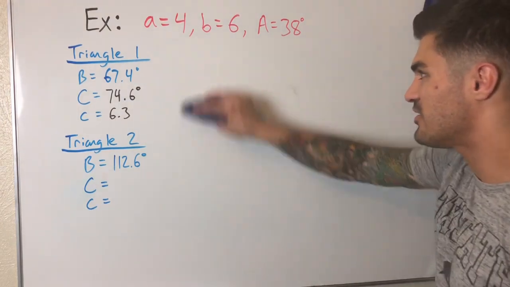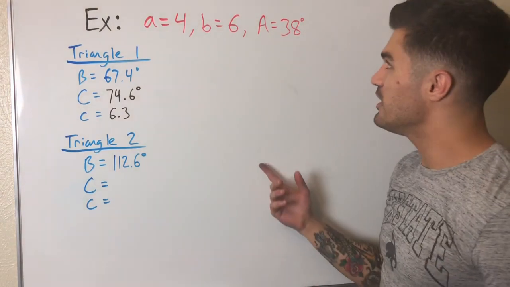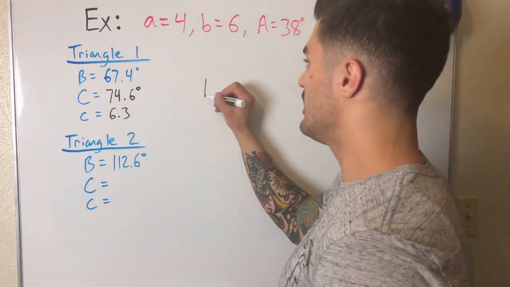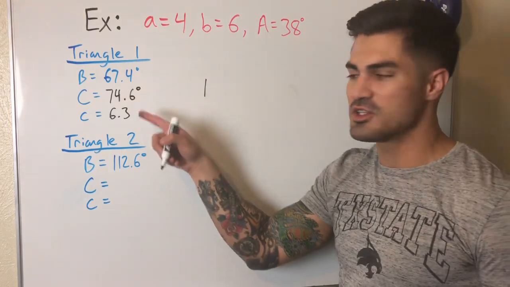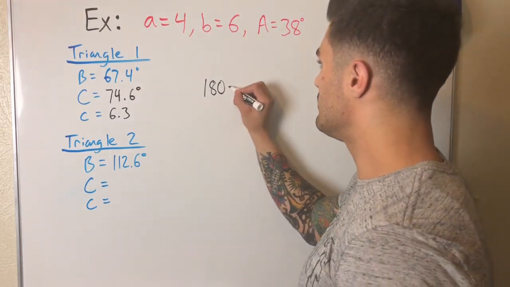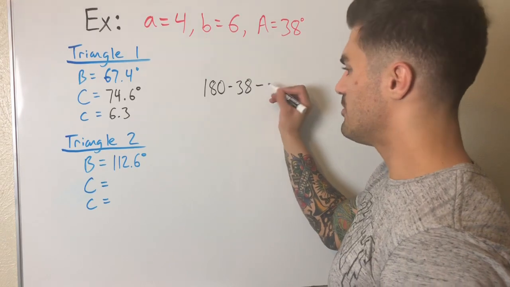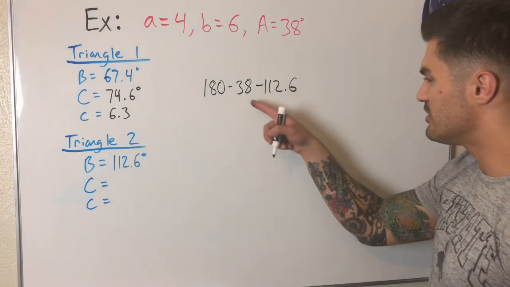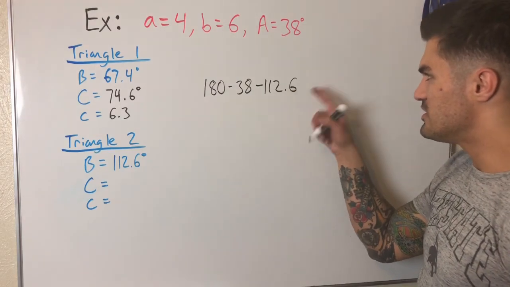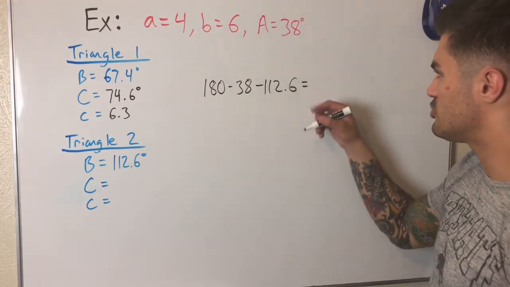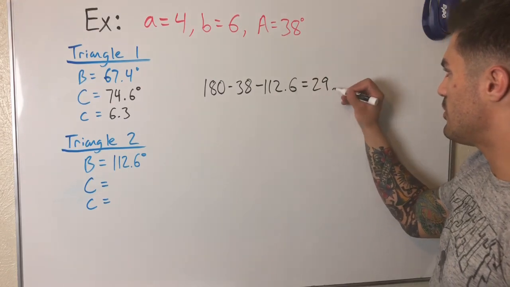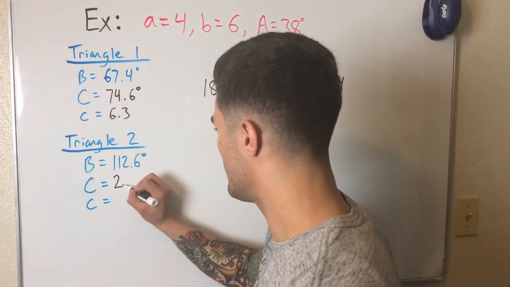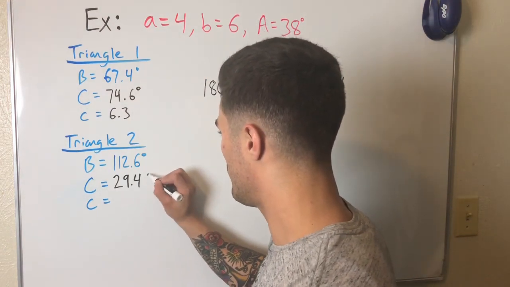The process is exactly the same though. So again, 180 minus angle B minus angle A. That's going to give me angle C. And angle C is clearly going to be a lot smaller than in the first triangle, right? 180 minus 38 minus 112.6. Wonder if I can do this in my head. 38, that gives me 156. So I think this equals 29.4. Let me fact check that. 29.4, nice, quick maths. 29.4 degrees.